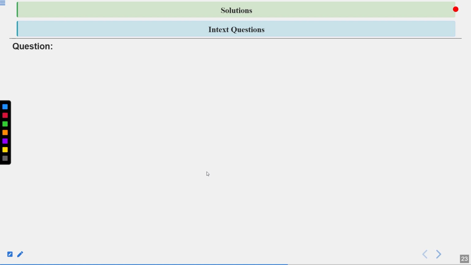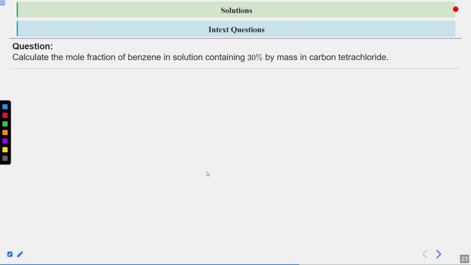Moving on to the next question. It is saying the mole fraction of benzene in a solution of 35% mass by mass in carbon tetrachloride. We have already seen this type of question, so you don't have to hang upon it now. You can easily solve it.